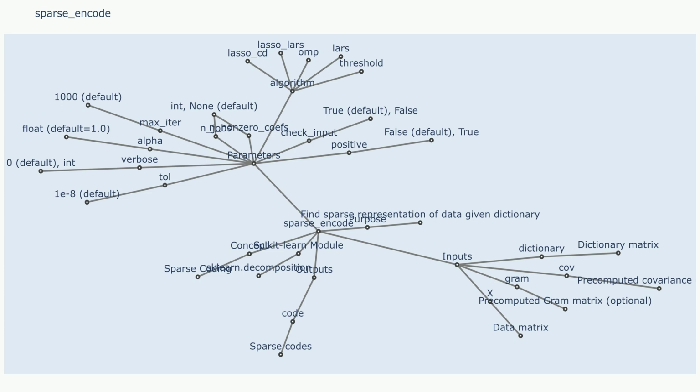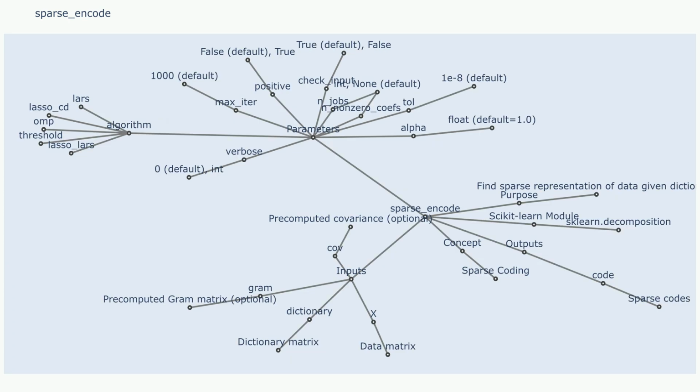sklearn.decomposition.sparse_encode: demystifying sparse representation. The sklearn.decomposition.sparse_encode function is a powerful tool in scikit-learn used for finding a sparse representation of a given data sample. In essence, it tries to express each data point as a linear combination of a few selected atoms from a predefined dictionary. This is crucial in various applications where we want to extract meaningful features from data, while keeping the representation as compact and efficient as possible.